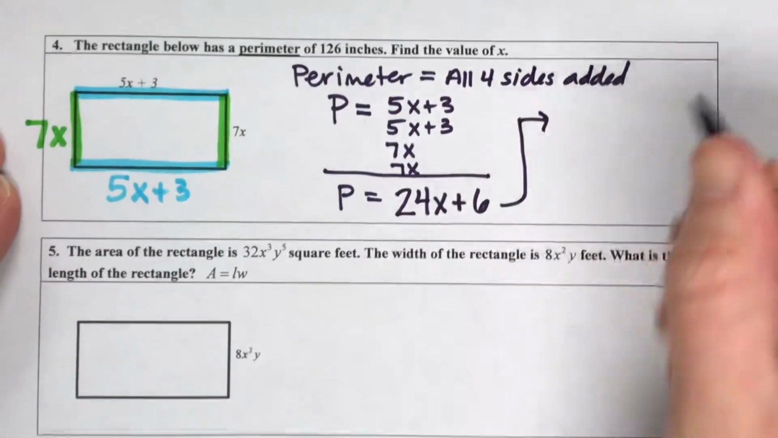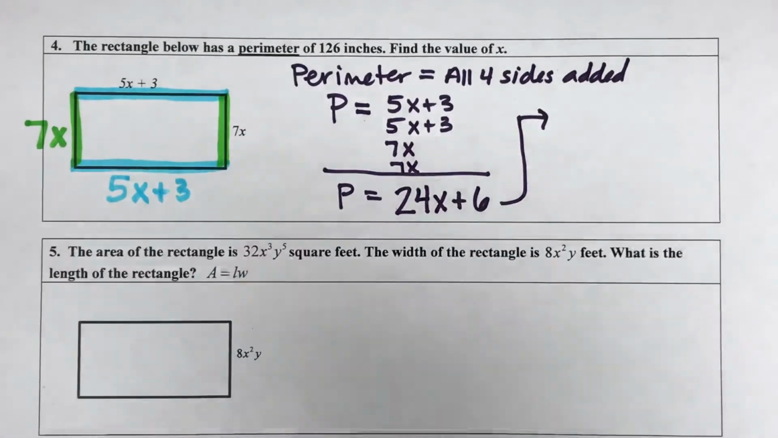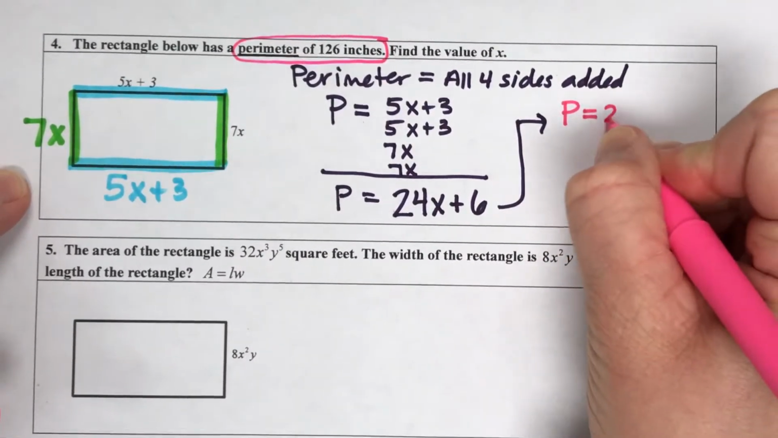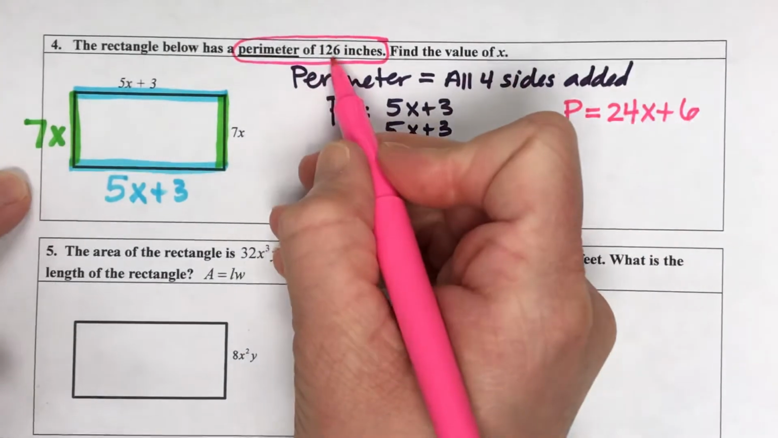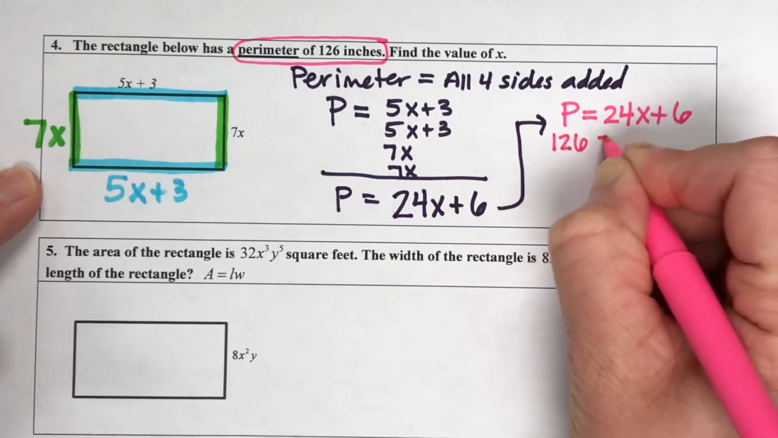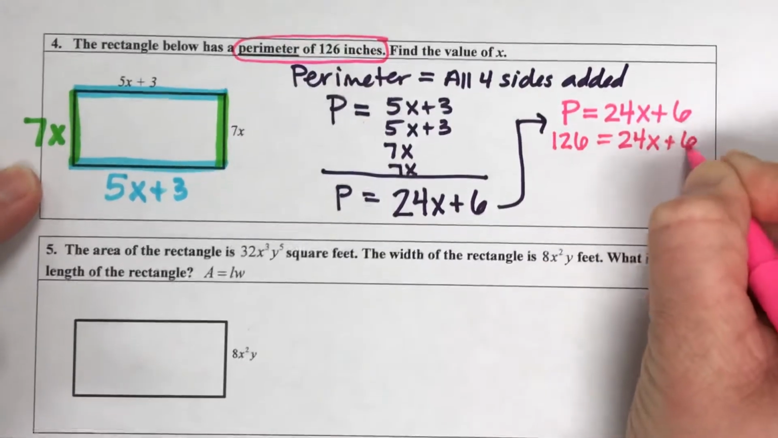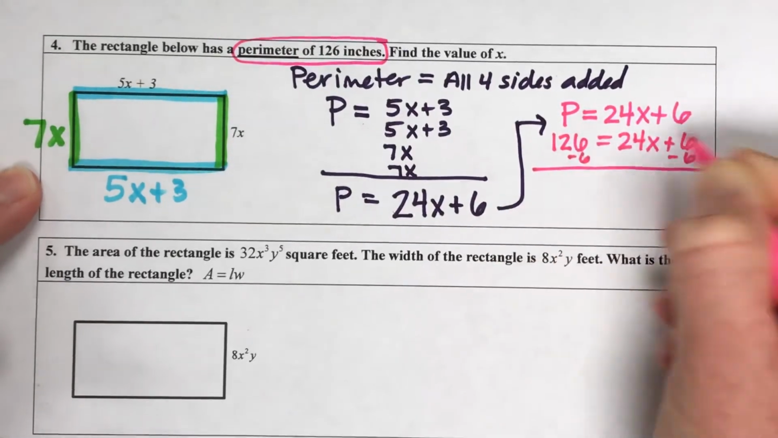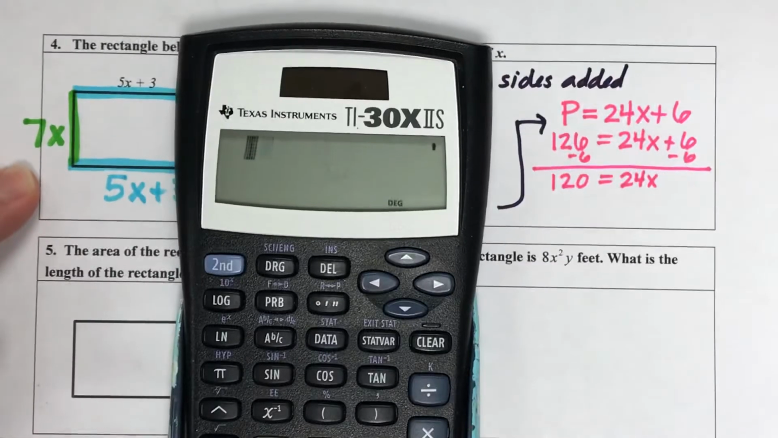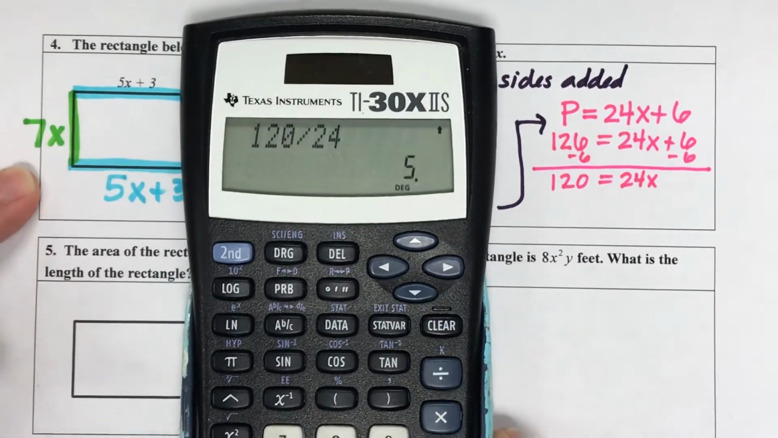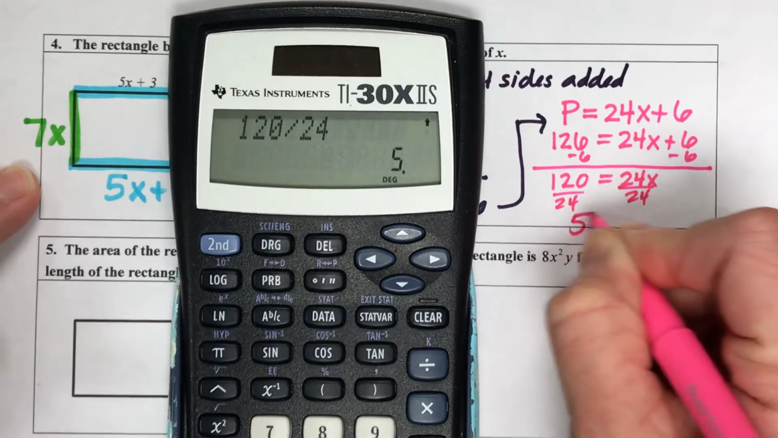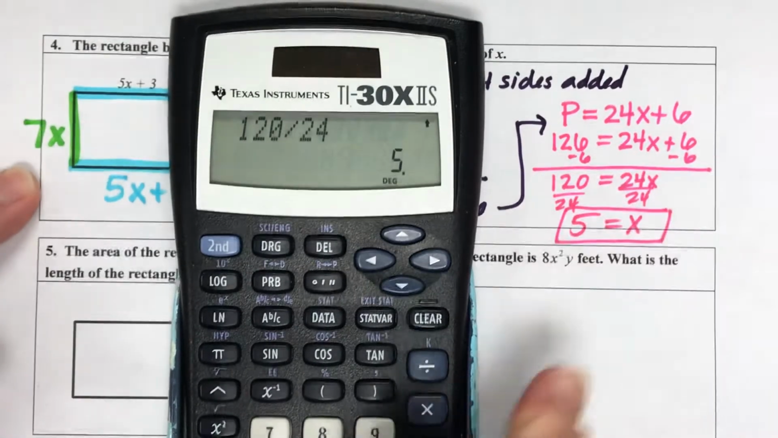And so now I'm going to use the information that they gave me, that the perimeter is 126 inches. So perimeter is equal to 24x plus 6. And I substitute in 126 for where it says P, perimeter, in my formula. I have 126 equals 24x plus 6. And now what I'm going to do is subtract 6 on both sides. And I get 120 is equal to 24x. And then with my calculator, when I divide 120 divided by 24, that means that 5 is our solution for x.